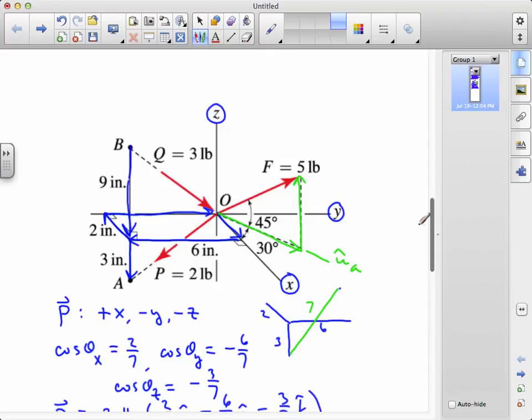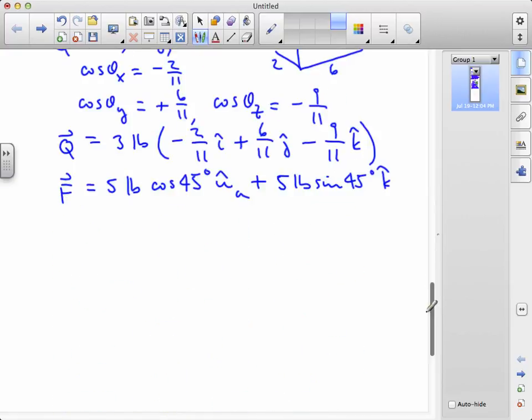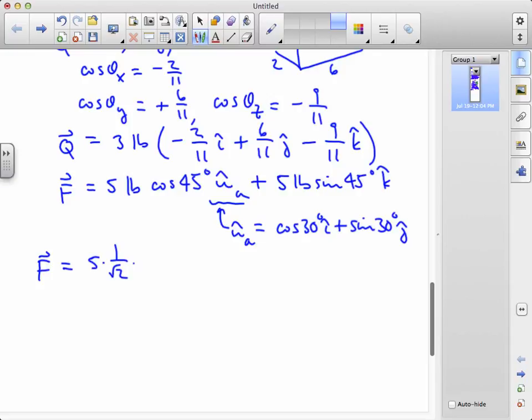And since we can see that UA lies in the xy plane and makes this 30-degree angle with the x-axis, we can once again say that UA is cosine 30 degrees in I plus sine of 30 degrees in J. Using the fact that cosine 45 and sine 45 degrees are both 1 over root 2, that cosine 30 degrees is root 3 over 2, and that sine of 30 degrees is a half, we can write this out as 5 times 1 over root 2 times root 3 over 2 in I, plus 5 times 1 over root 2 times a half in J, and plus 5 times 1 over root 2 in K.